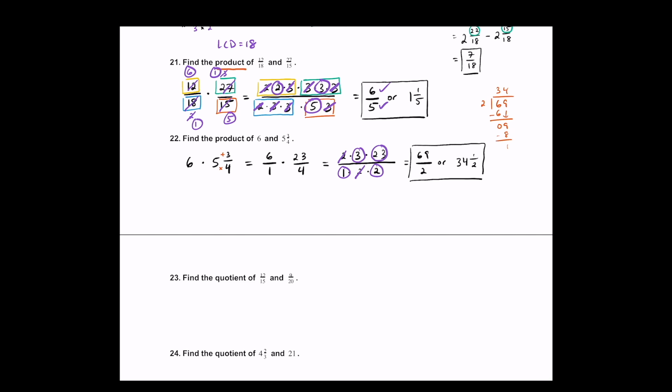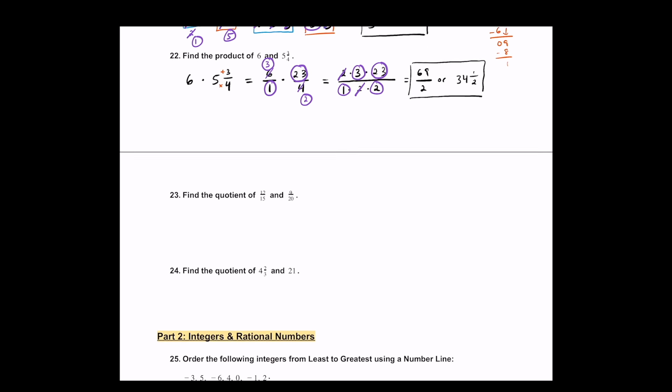There we go. Okay, if you wanted to cross cancel and not use prime factorization, 6 and 4, you can divide them both by 2, and then you get 3 and you get 2, and it works the same way. Okay, if you were to multiply 3 times 23, you get the 69, and 1 times 2, you get the 2. So same idea here, not a big difference. So that's 22.